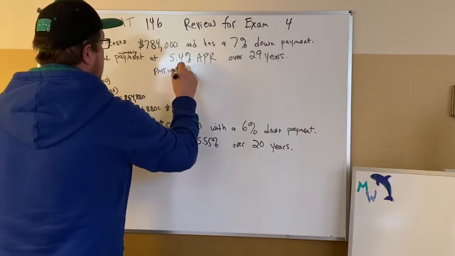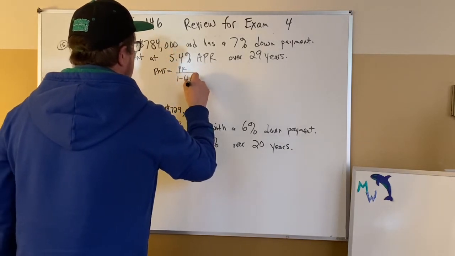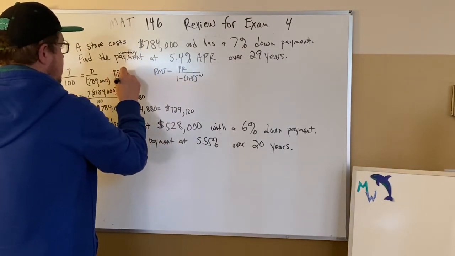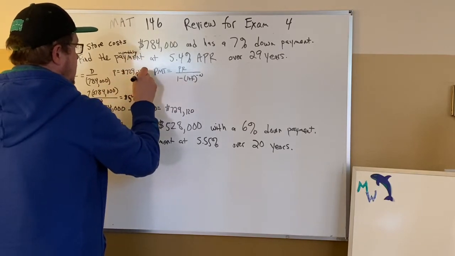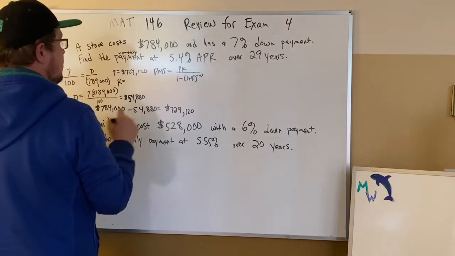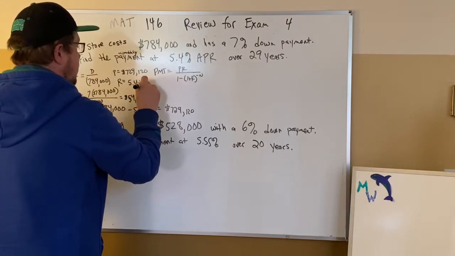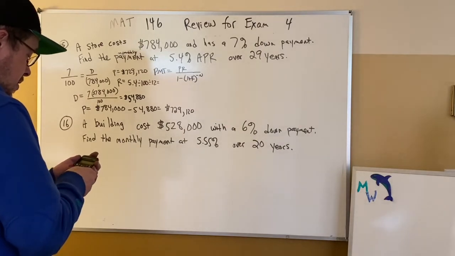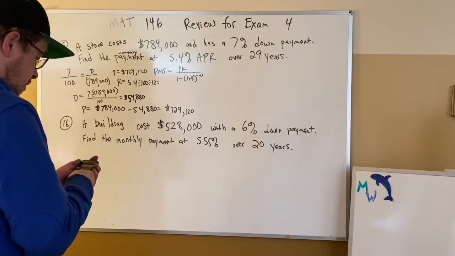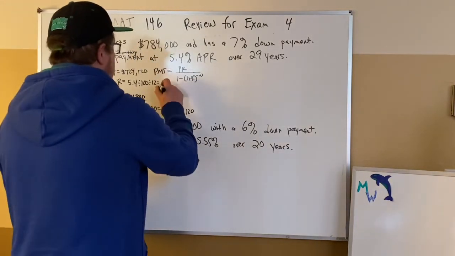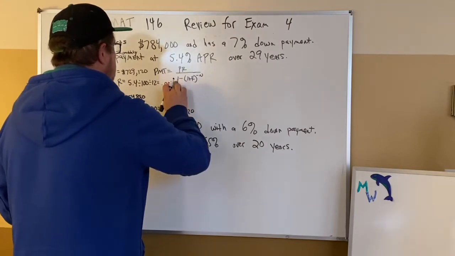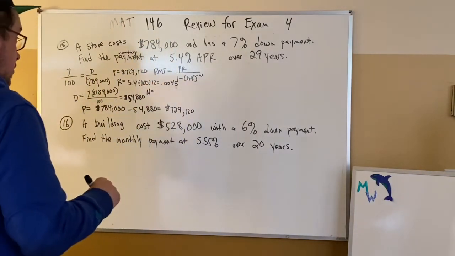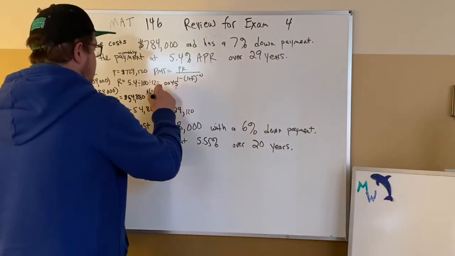So your PMT equals P times R over 1 minus (1 plus R) to the negative n. And your P is equal to 729,120. Your R is equal to 5.4. Divide by 100 for percent and divide by 12 for monthly. Let's get that down. 5.4, divide by 100, and divide by 12. 0.0045. N. Number of payments. Monthly for 29 years, 29 times 12.